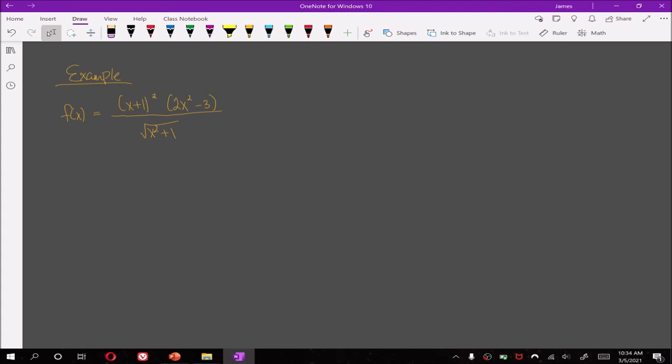knowing that if this was a natural logarithm of this, we could simplify it so much. Well, let's go ahead and take the natural log of both sides. And using laws of logarithms, we can rewrite this as 2 times the natural log of x plus 1 plus the natural log of 2x squared minus 3 minus 1/2 the natural log of x squared plus 1.